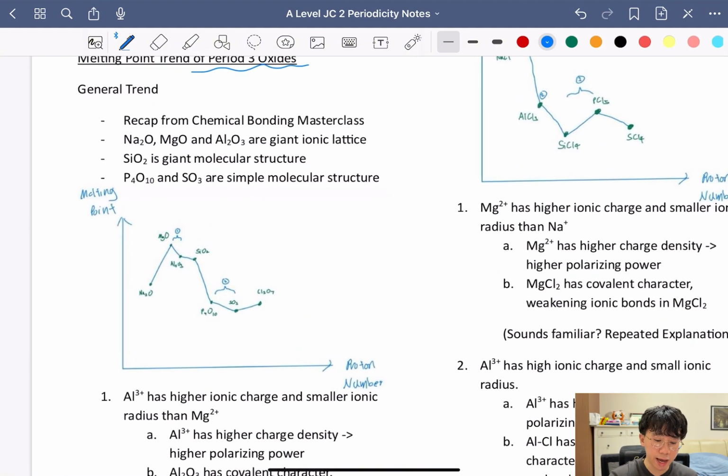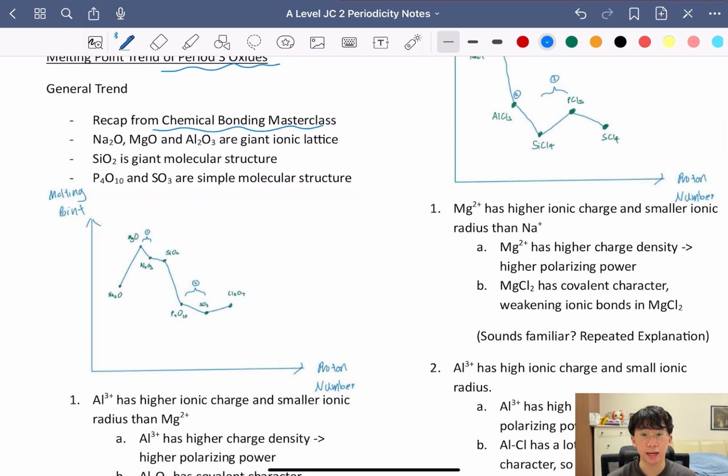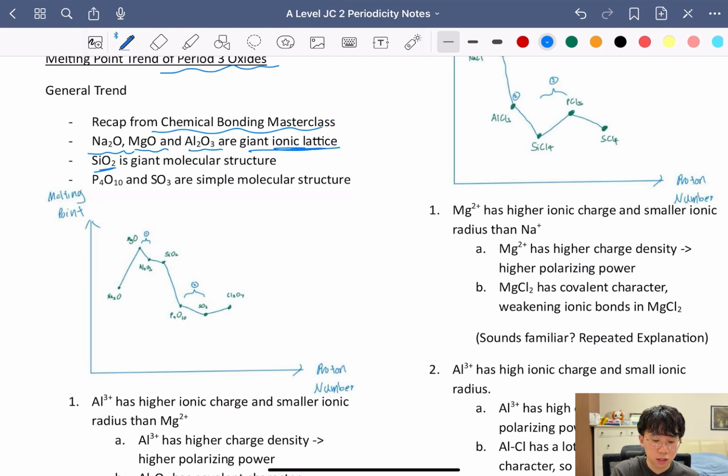Now, a general recap from your chemical bonding lectures: you can see that your sodium oxide, your magnesium oxide, and your aluminum oxide are giant ionic lattice structures, whereas your SiO2 is a giant molecular structure and your P4O10 and SO3 are simple molecular structures.